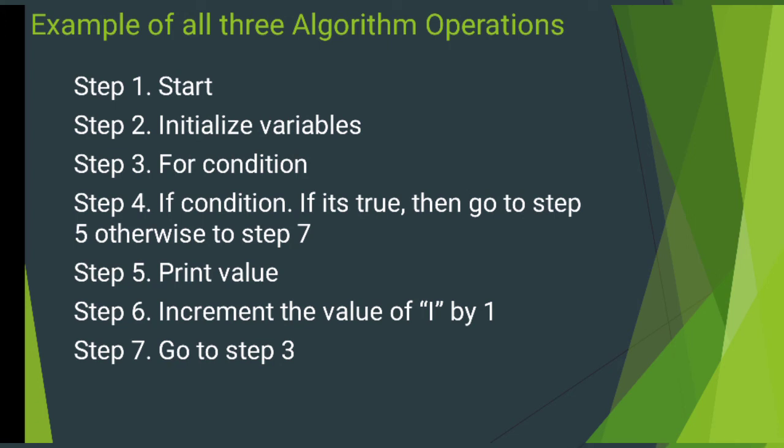And then we'll go to step 4, where if the condition is true, we'll proceed to step 5, where we are going to print the values and then increment the value of I by 1. But if the condition is false, we'll proceed to step 7, which says go to step 3. We'll go back to our condition, and then we're going to check it. If the condition is true, then stop.